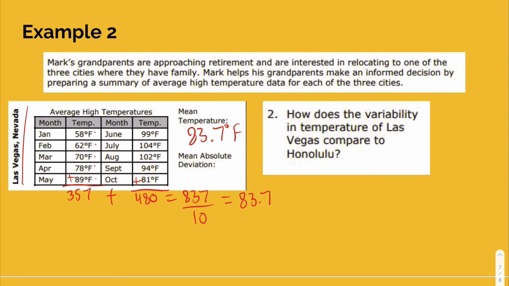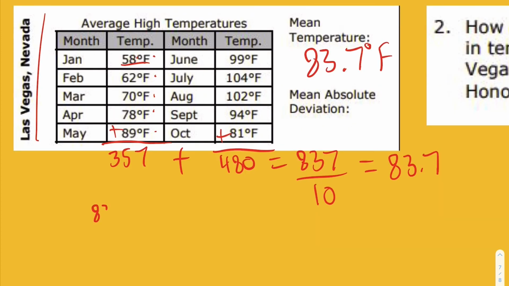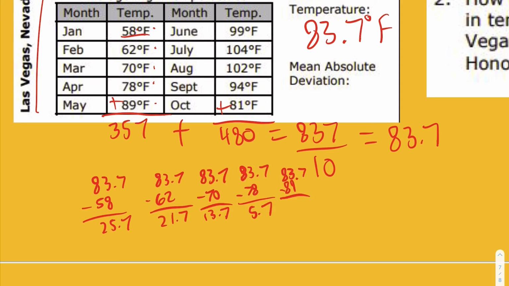With that 83.7, we have to do the next step, which is to find how far away from that mean 58 degrees is. 83.7 minus 58. We get 25.7. 83.7 minus 62 is 21.7. And then once we get to this number, 89, even though it's supposed to be a negative number, we're going to write down the positive number for it. You need to change all of your numbers to be positive.